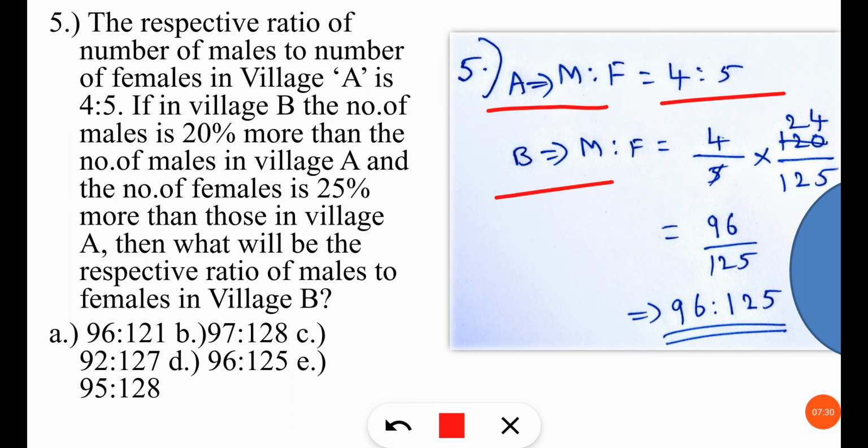In A, the male to female ratio is 4:5. In B, the male to female ratio is 4/5 into 120/125. From where did this 120% come? That is 100 plus 20, 120%. 25% more females means 125%. So after the cancellation we get 96 by 125, that is 96 is to 125. Option D is the correct answer.